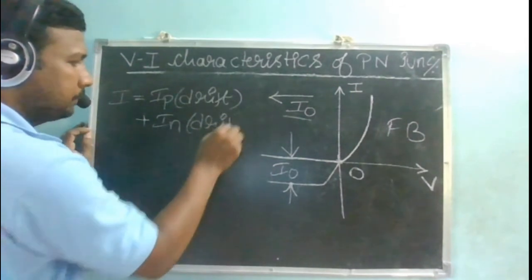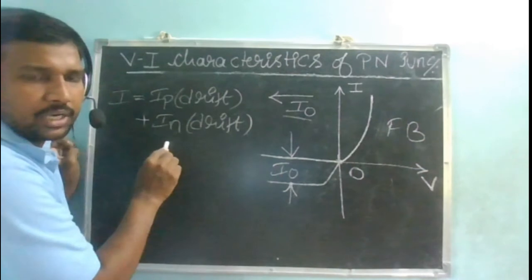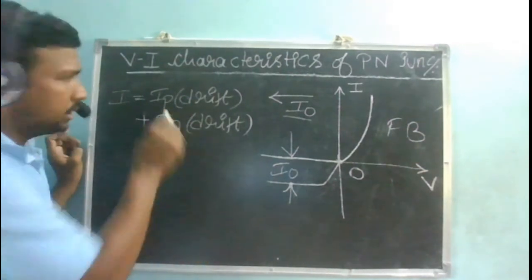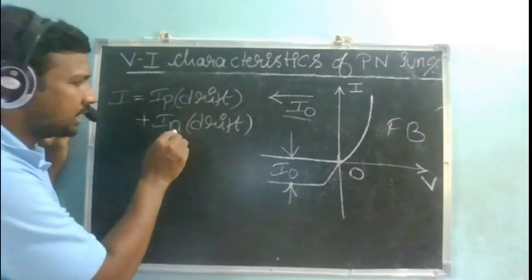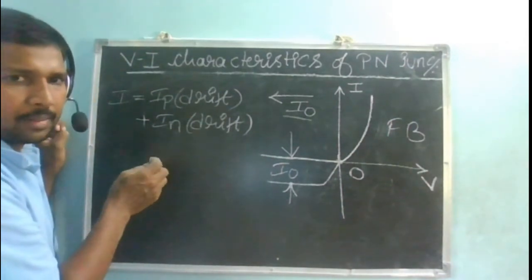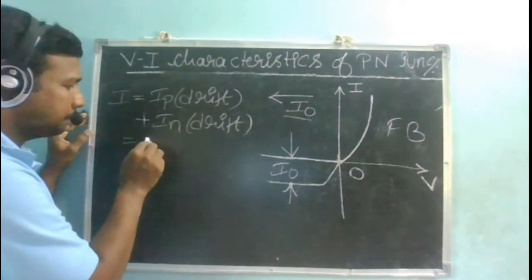Am I right? And from where are the holes contributed, from where are the electrons contributed, you know? These holes are present in N-type. These electrons are present in P-type. So what is the drift current due to the holes given by?